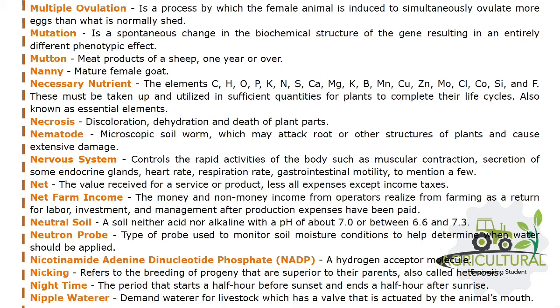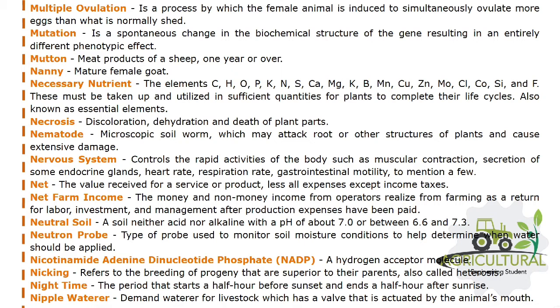Nervous system, controls the rapid activities of the body such as muscular contraction, secretion of some endocrine glands, heart rate, respiration rate, gastrointestinal motility, to mention a few. Net, the value received for a service or product, less all expenses except income taxes. Net farm income, the money and non-money income operators realize from farming as a return for labor, investment, and management after production expenses have been paid.